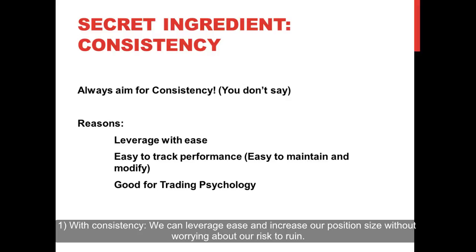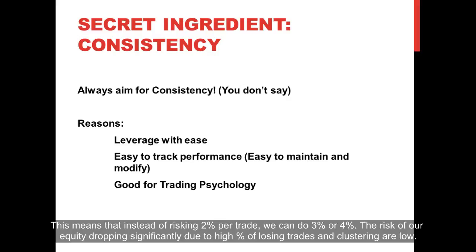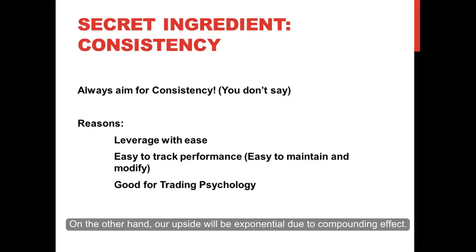With consistency, we can leverage with ease. We can increase our position size without worrying about our risk of ruin. This means that instead of risking 2% per trade, maybe we can do 3% or 4%. The risk of our equity dropping significantly due to a high percentage of losing trades and clustering is low. On the other hand, our upside will be exponential due to the compounding effect.